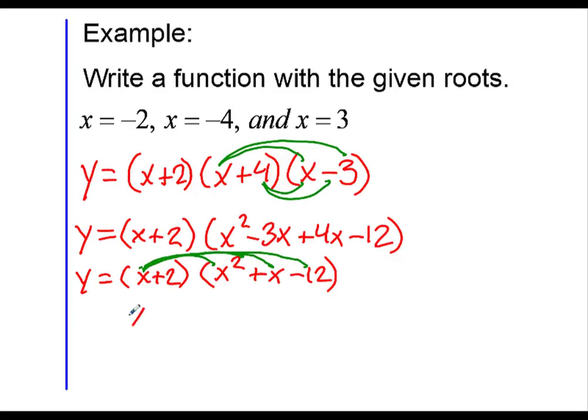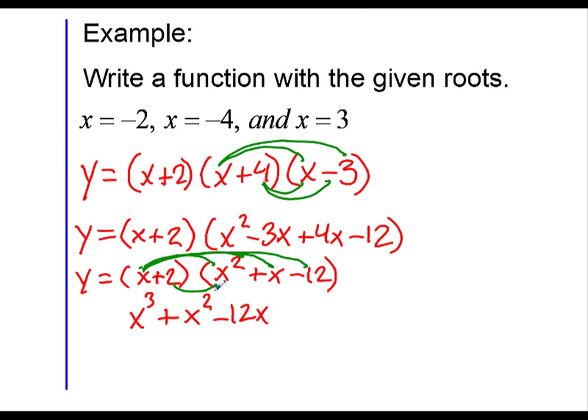This would give me x to the 3rd power for x times x squared. So that's 1 power plus 2 more powers makes 3 powers. x times x is x squared, and x times negative 12 is negative 12x.